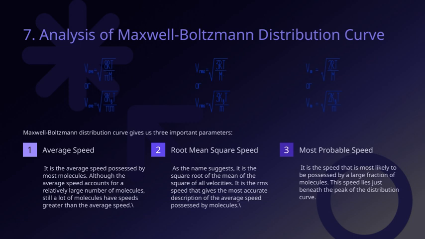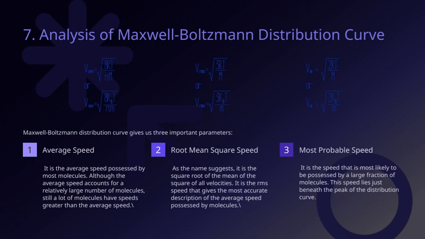This is known as the most probable speed, and as the name suggests, it's the speed that the largest number of molecules tend to possess. If you look at the distribution curve, this speed is just a little bit below the peak, which makes sense because that's where the highest number of molecules congregate.